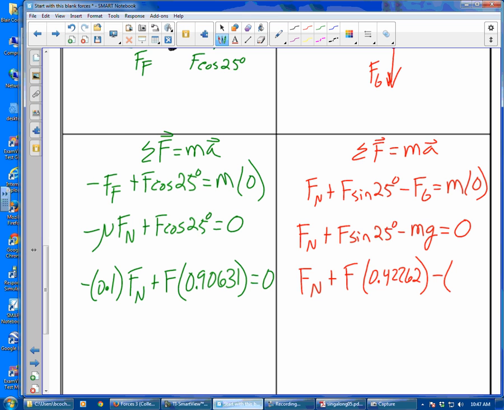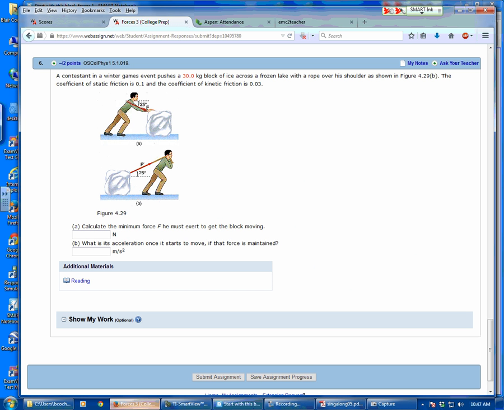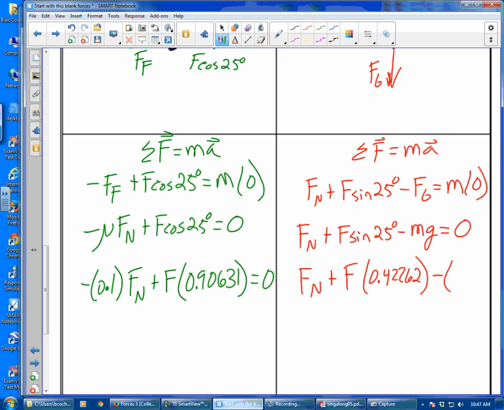Minus, I think I know M, don't I? 30 for me. 30 kilograms times, I'm running out of space, 9.8 newtons per kilogram. Sorry. That's just g over here. All that equals 0 also.